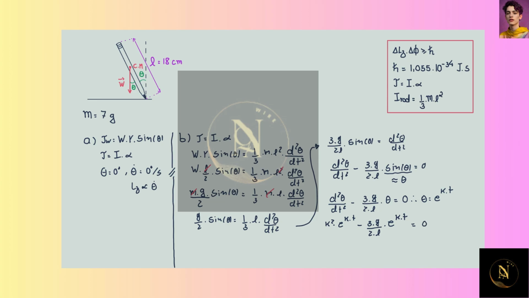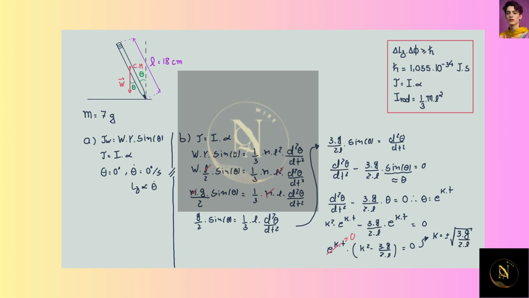By factoring e to k times t, we get the following. e to k times t times k squared minus 3 times g divided by 2 times L is equal to 0. We know that e to k times t will never be equal to 0. Then, we can just send it to the other side dividing. By doing that, we are actually simplifying this calculation, so we end up with the following. The solution is this one that we proposed, e to k times t, provided that k is given by plus or minus the square root of 3 times g divided by 2 times L.